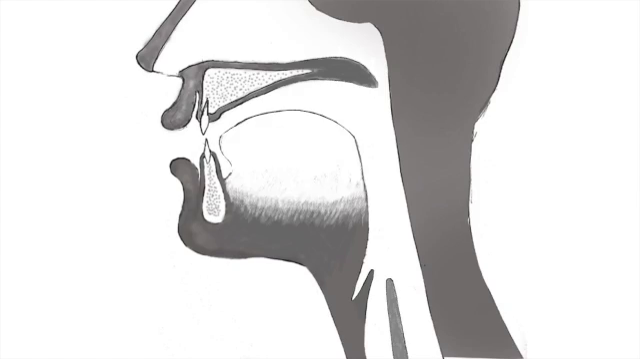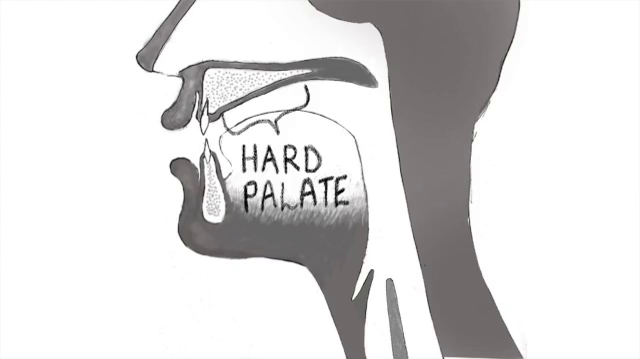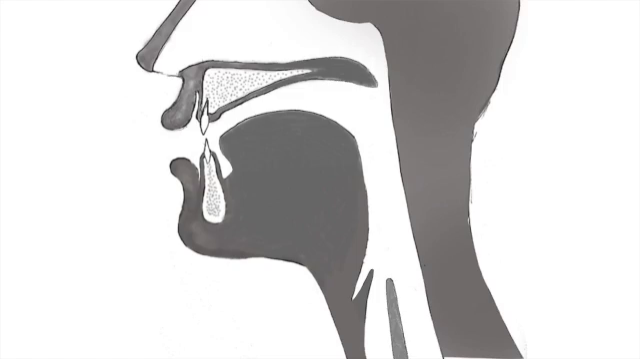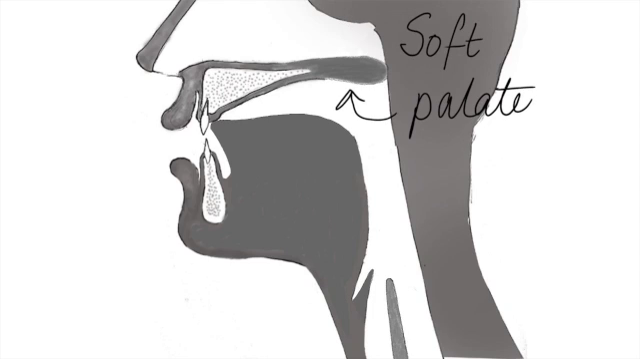The other little bit of anatomy in the mouth that it's useful to look at is the palate or the roof of the mouth. It's hard at the front and soft at the back. So you have the hard palate and the soft palate. So the soft bit of the palate at the back of the mouth can actually rise up and stop the air from escaping through the nose. So when we make an L sound, the air escapes over the sides of the tongue.